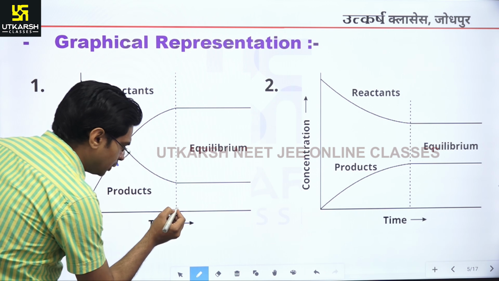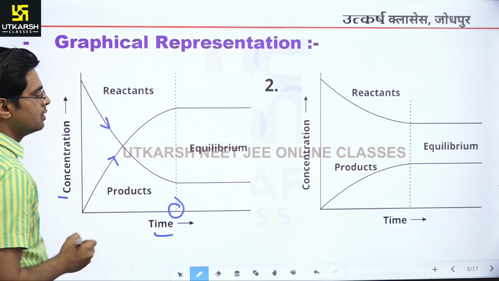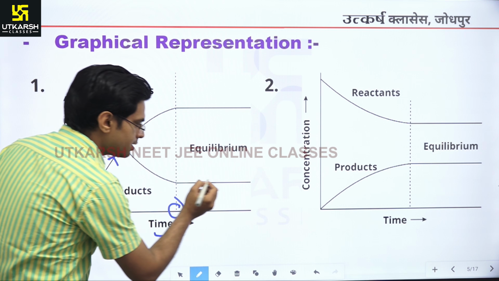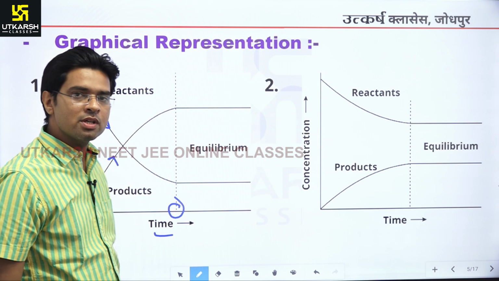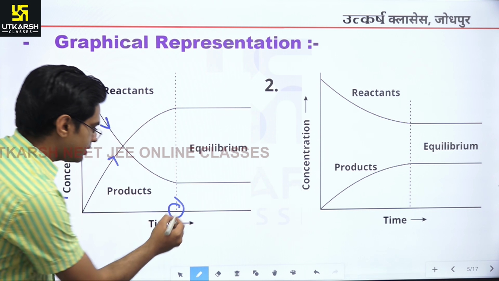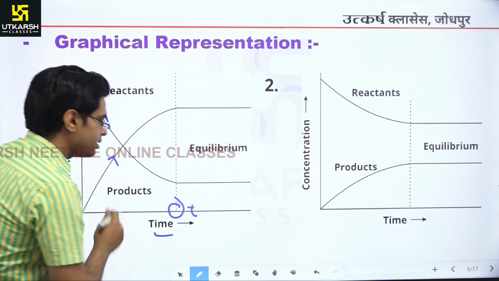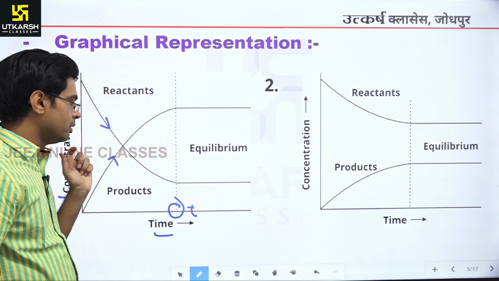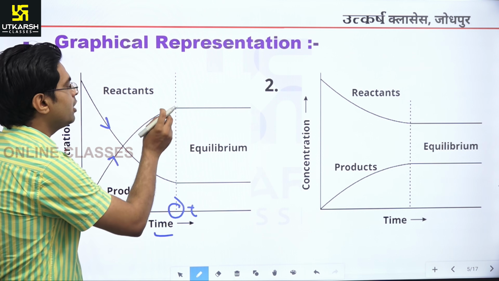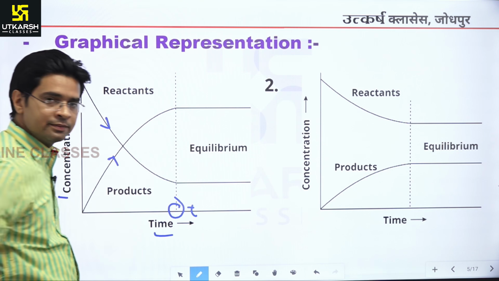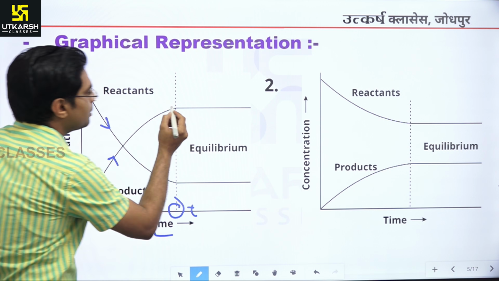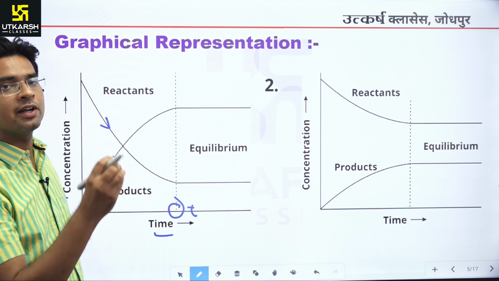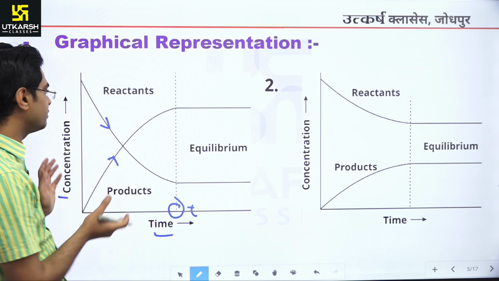But at this point in time, as you see, the concentration of the reactant is constant and the concentration of the product is also constant. So you can say this time t represents the establishment of equilibrium. At this point in time the equilibrium state is obtained, as after that point the concentrations of both reactant and product remain constant. So I think it is very clear.